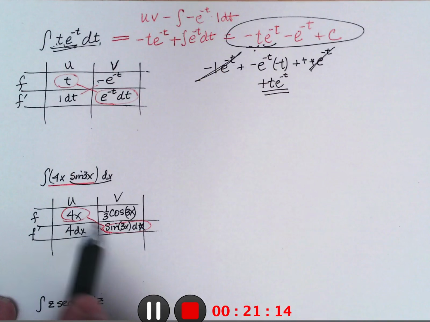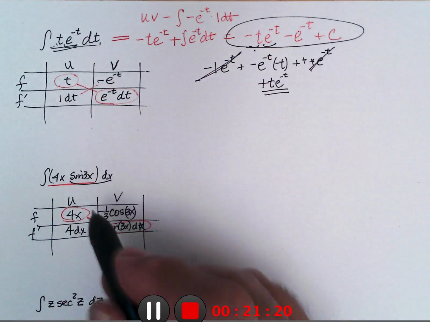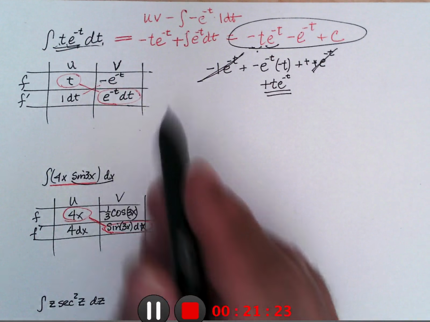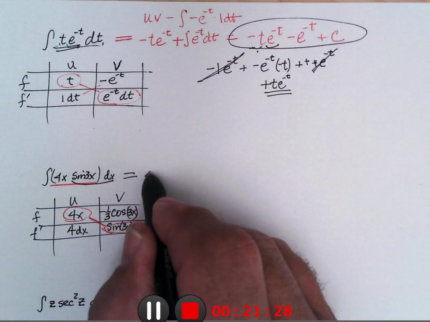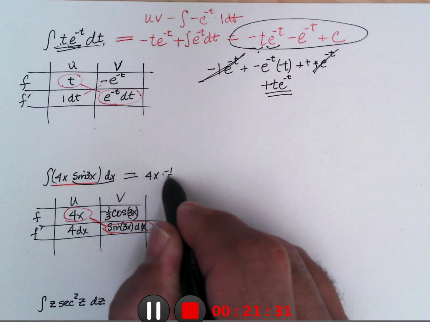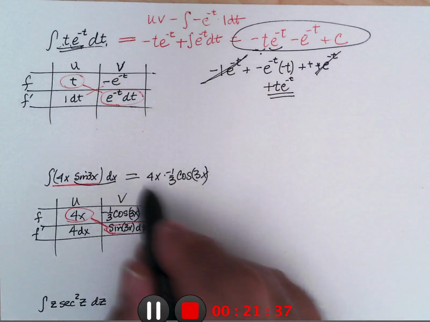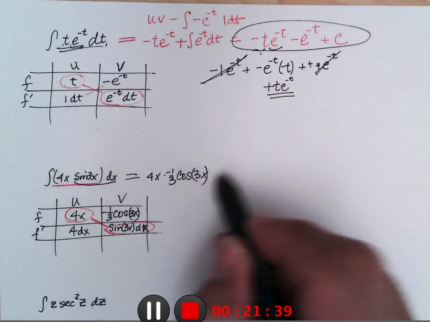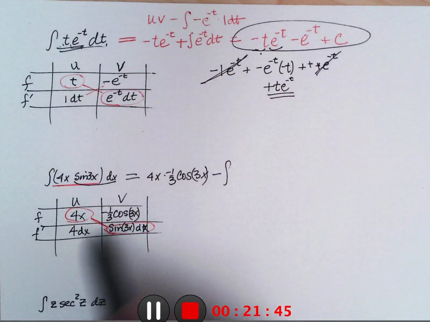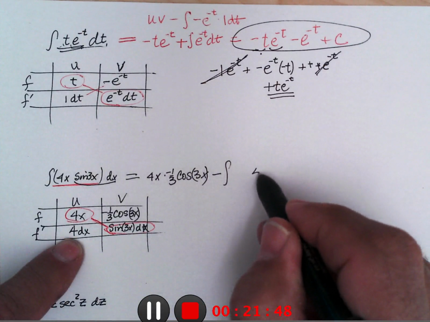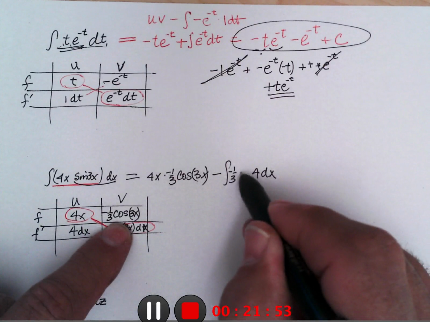So it's always going to be the opposite diagonal in the integral over here. So it's going to be uv, which is the top row. So I'm going to have 4x times negative 1/3 cosine 3x. That's uv, minus, since I use these two to create those two, those are the two I'm going to use in the integral. So I got a 4 dx, and I have a negative 1/3 cosine 3x.